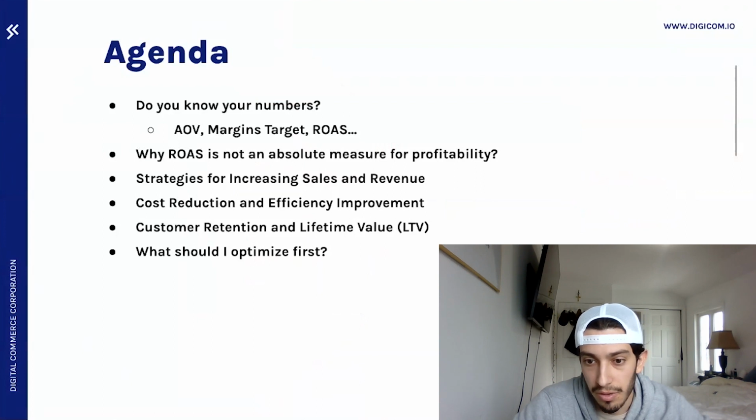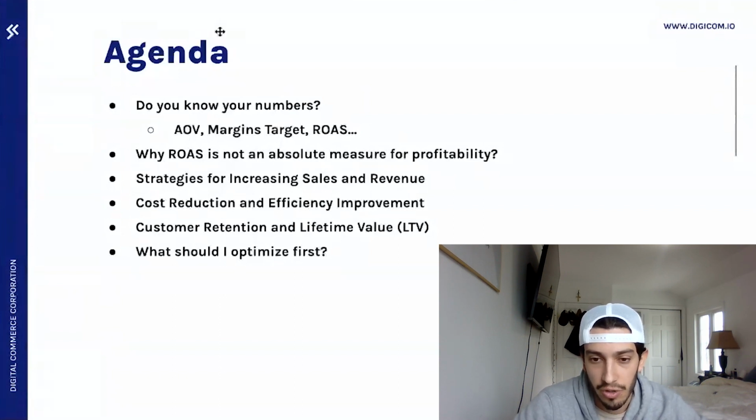Today, we're going to talk a lot about your numbers. We're going to talk about different metrics that are really important for us to look at in terms of your average order value, what people are spending, your margins, your return on ad spend. We're also going to take a look at why return on ad spend isn't always an absolute measure of profitability. Just because you're driving a positive ROAS doesn't mean you are profitable.